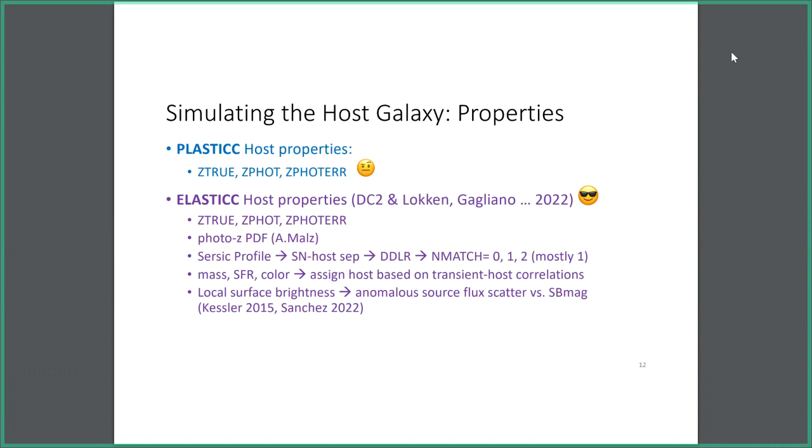There are also properties: mass, star formation, and color. These are used under the hood to assign the host based on the transient-host correlation. That's the underlying physics there. And then there's also a local surface brightness, which we use to anomalously increase the flux scatter. It's something we've observed in both DES and with DC2, so that effect is in there as well. Basically, for something nearby, like a kilonova on a bright galaxy, the flux will scatter more than Poisson noise, actually quite a bit more. Next slide, please.